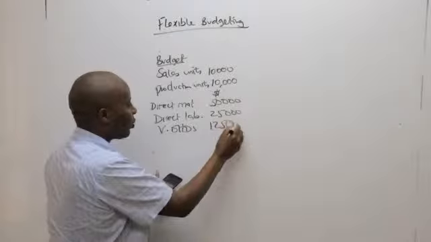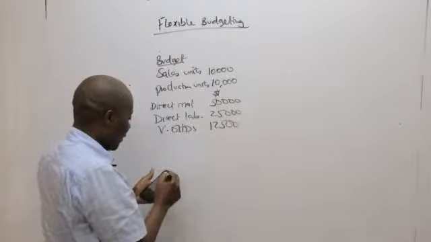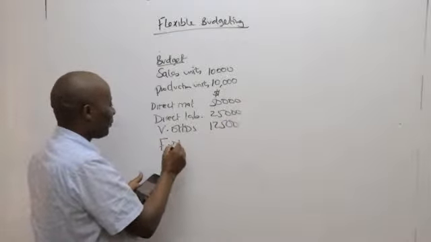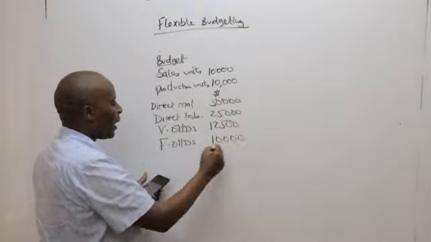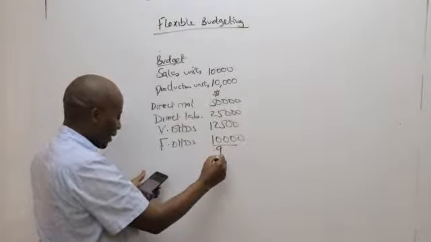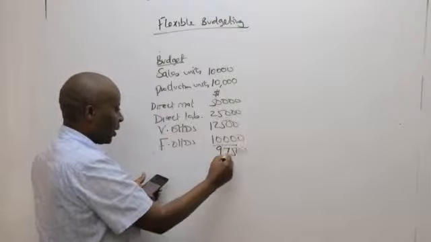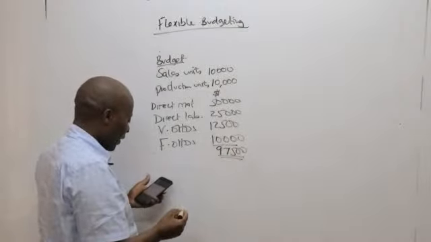Variable overheads, 12,500. We have fixed overheads, 10,000. Fixed overheads, 10,000. Giving us a total of 97,500.